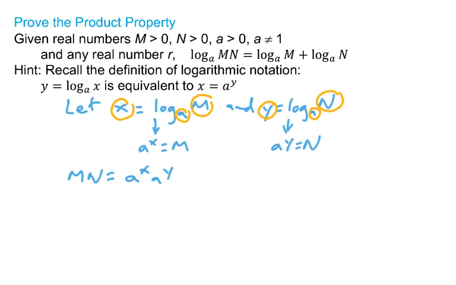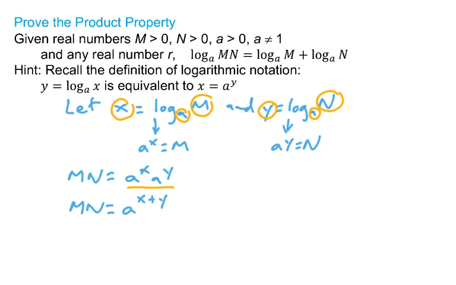Now here's where you get the idea that the logarithmic property we're looking at is an exponential property in disguise. Because when you multiply with the same base, you add the exponents. Multiplications become additions. Hang on to that. That's the main point. So m times n is equal to a to the x plus y.